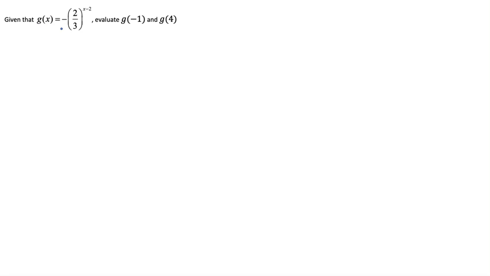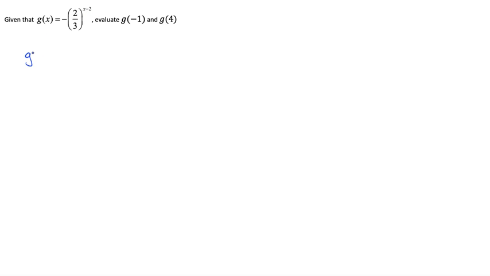Given that g of x equals negative 2/3 to the x minus 2 power, evaluate g of negative 1 and g of 4. Now remember, to evaluate a function simply means to plug the value into the function, right? We're going to replace x with whatever it's asking us to plug in. But notice that this is what's known as an exponential function, right? The variable is in the exponent of this function here.